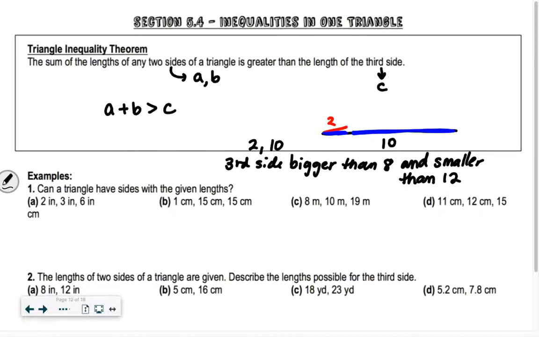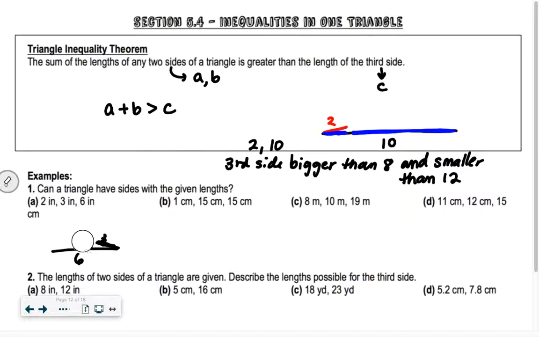Okay, so it says, can a triangle have sides with the given lengths? So I always kind of put the longest side on the bottom, and then I think, if this was 2 and this was 3, would that be enough to create a triangle? Does it work? No. Why? Because they're not going to reach each other, right? The way I drew it, you can definitely see, but I could have drawn it like this, and you guys would be like, oh yeah, it works, right?